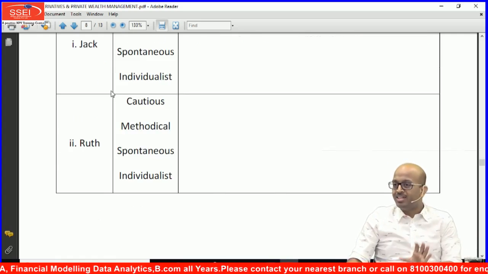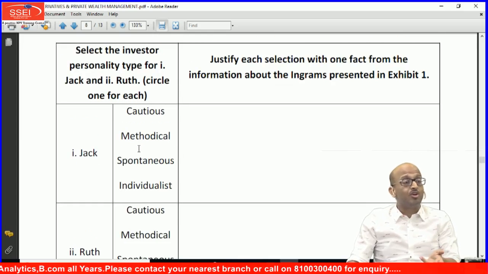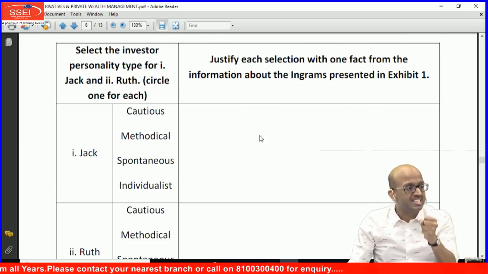We have not done those types, I was not teaching them. But you have to circle that Jack is methodical. Why? Because Jack seeks reasoning or whatever it is.